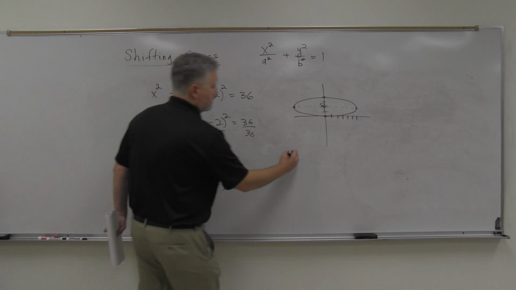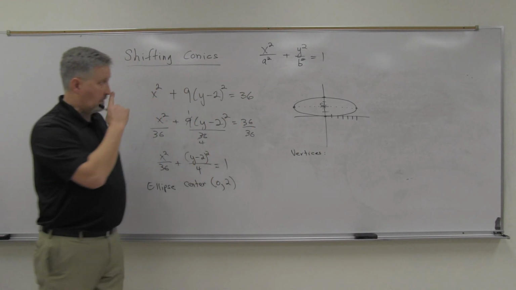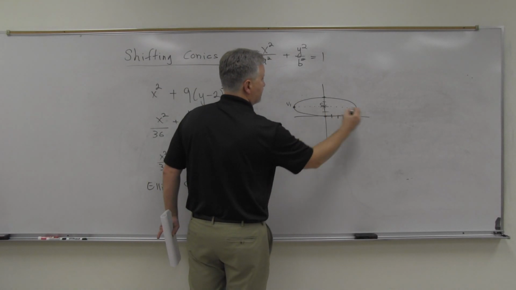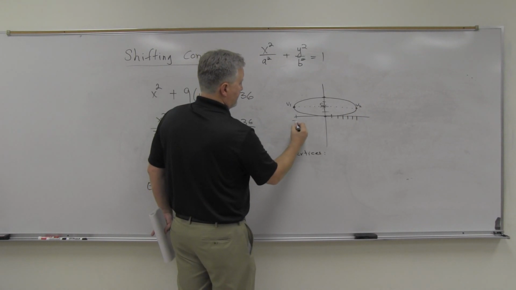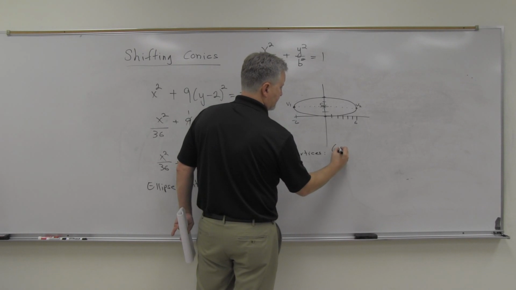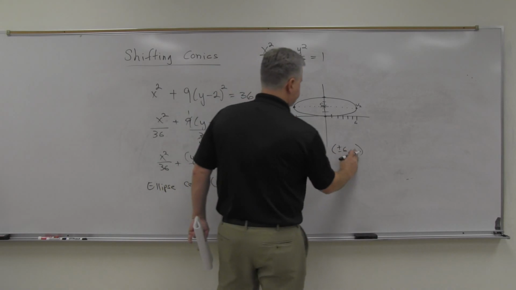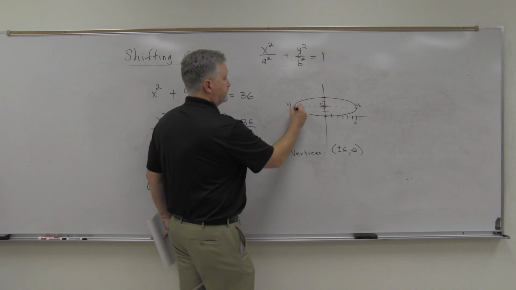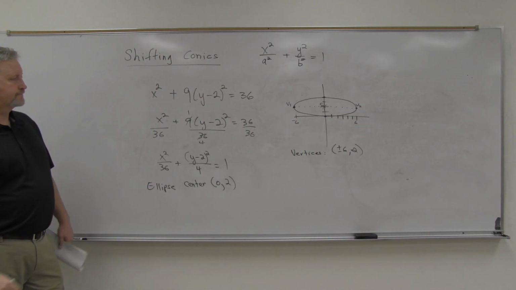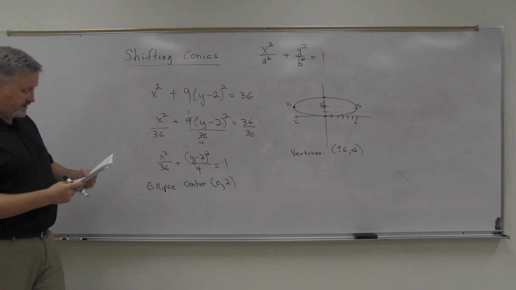Now the vertices here, where would those be? The longer one, so it'd be here and here. Those are pretty nice: 6 and negative 6, not 0 but 2. That's negative 6, 2, and that's positive 6, 2. And then you can figure out your foci from that.